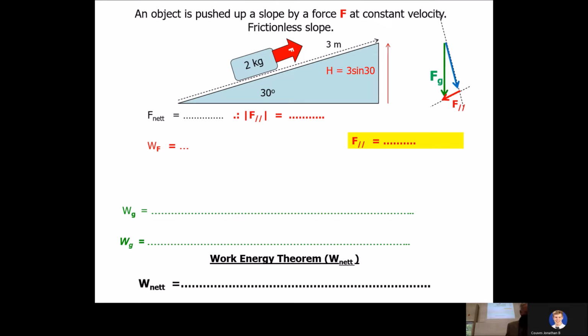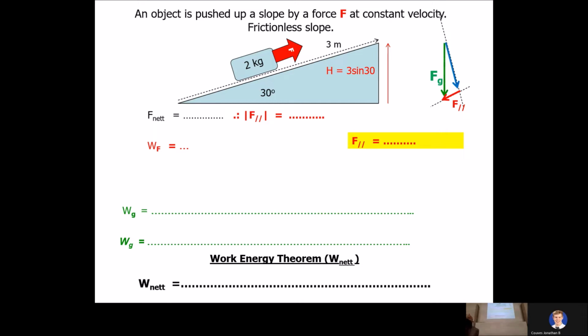Okay, so I'll talk you through this one, and then obviously you'll be able to do it yourself going forward. So here we get this example. We've got an object being pushed up a slope. At this point, the slope is frictionless. It's been pushed up by force F at constant velocity.